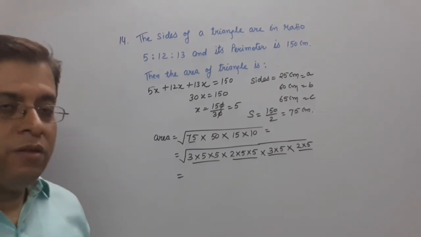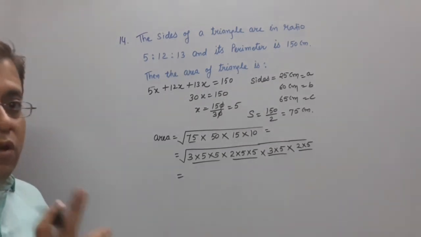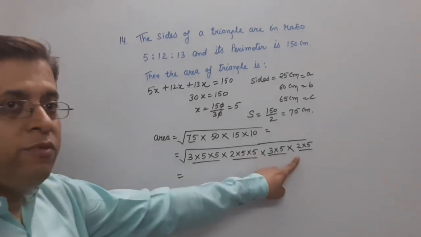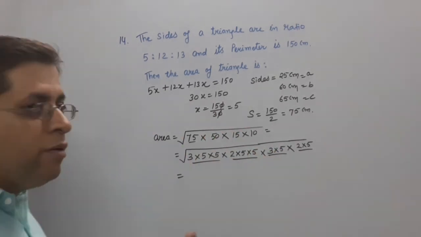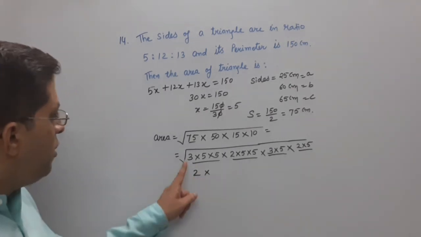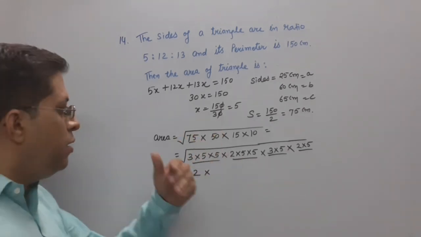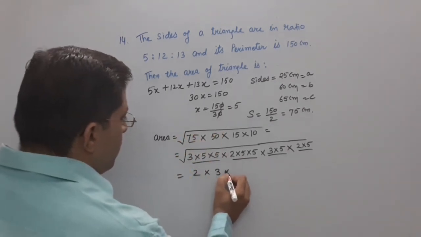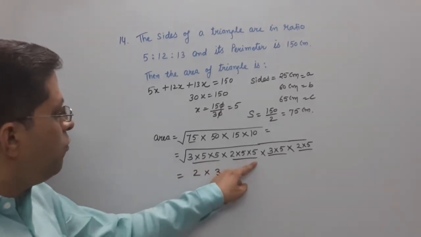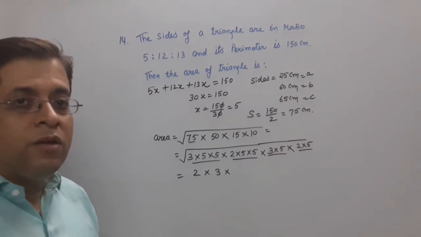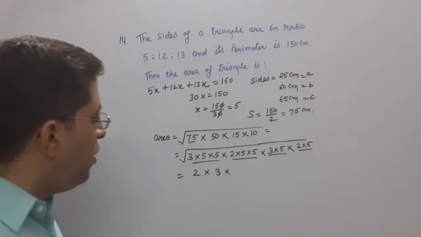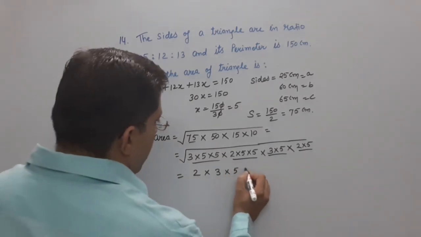Now we have to take out the square root. Now let us check how many times 2: 1, 2 times. If I take the square root, then only one time 2 will come. How many times 3? 1, 2, 2 times 3. If I take it out like this, one 3 will come. How many times 5? 1, 2, 3, 4, 5, 6, 6 times 5. If I take the square root of 6 times 5, then 3 times 5 will come.